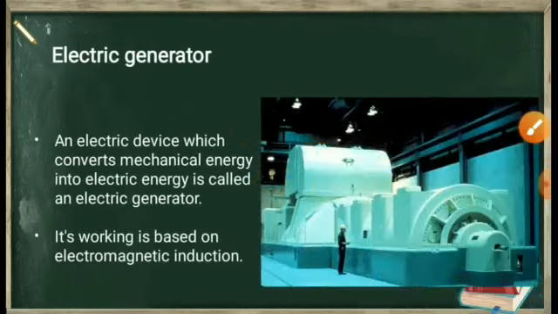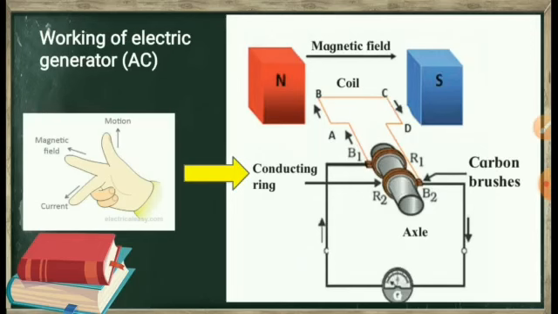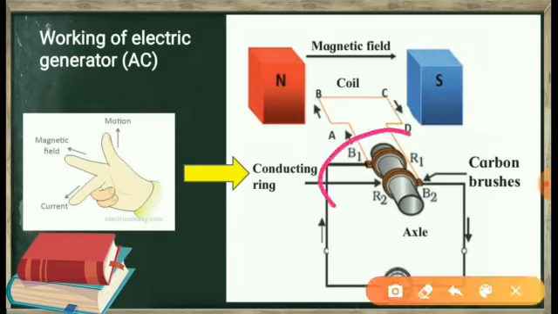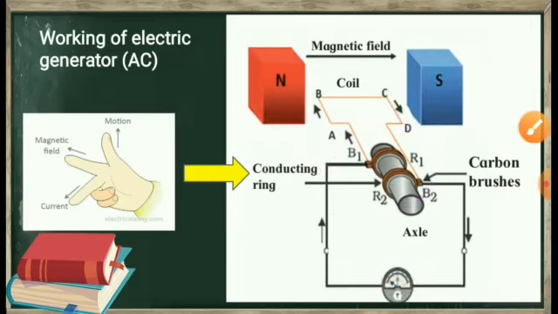Now let us see the electric generator. This picture is of an electric generator and you can see it is so big. An electric device which converts mechanical energy into electrical energy is called an electric generator. Its working is based on electromagnetic induction. This picture is similar to that of an electric motor, but there were split rings there, and here there are no split rings. So now let us see the working of the electric generator.